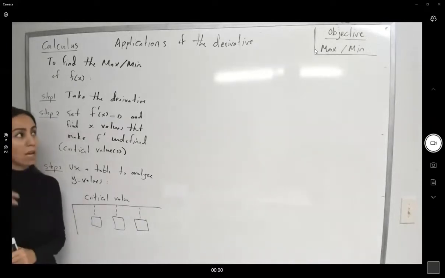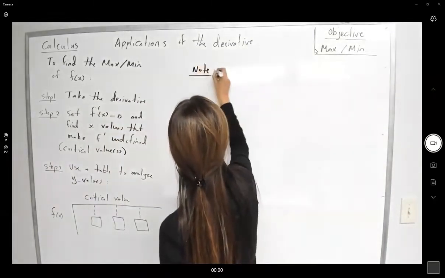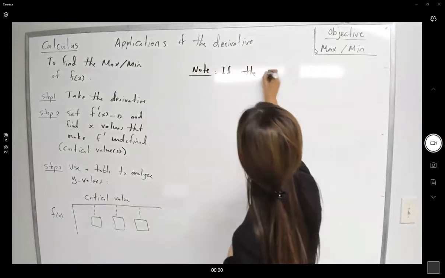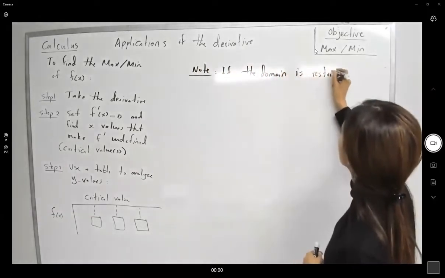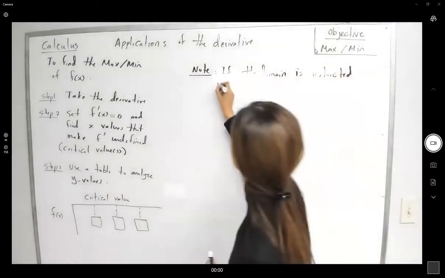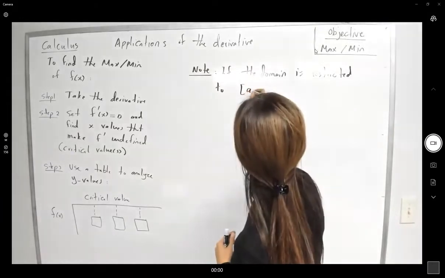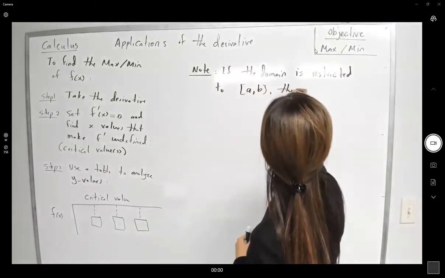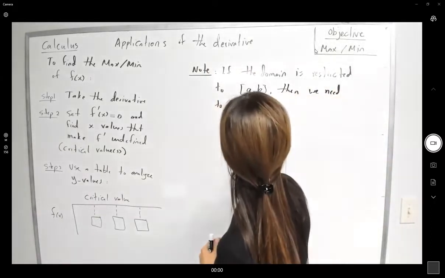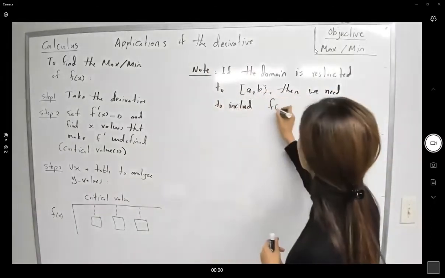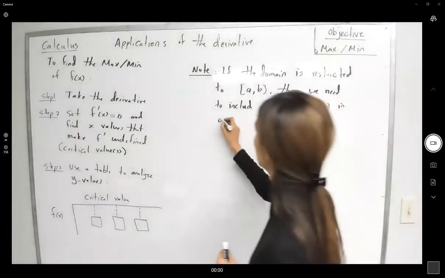You need to compare those y values and then decide if that y value is the maximum or the minimum of your function. Also note that if the domain of the function is restricted to an interval like a to b, then we need to include f of a and f of b in our table.